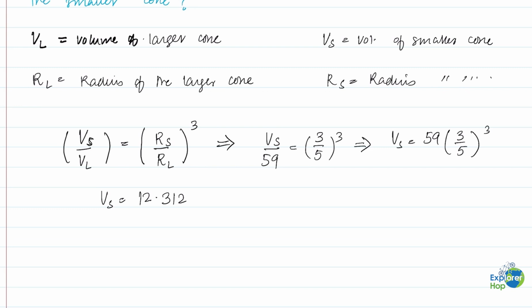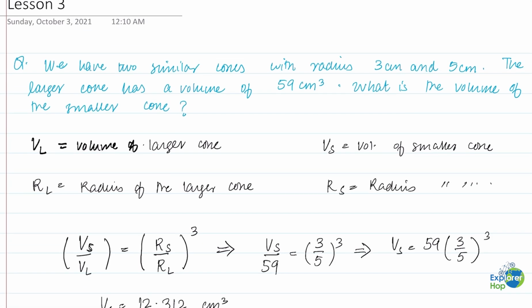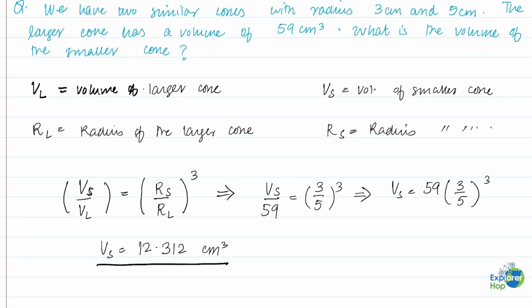12.312. And we can add the units as well. We know it would be centimeter cube. So yeah, we found the volume of the smaller cone using the volume of the bigger cone.